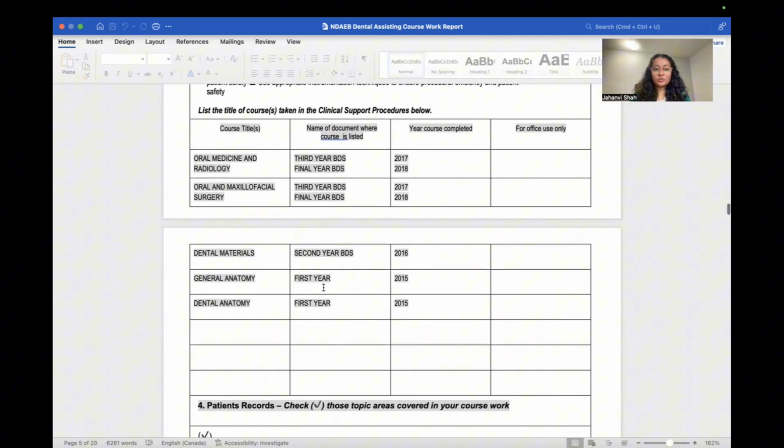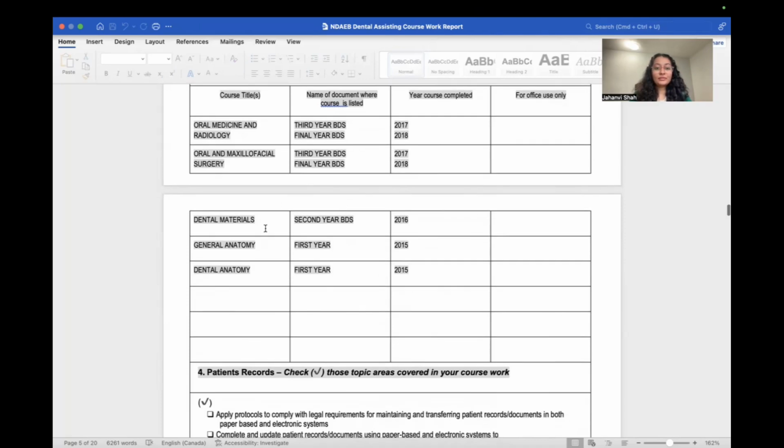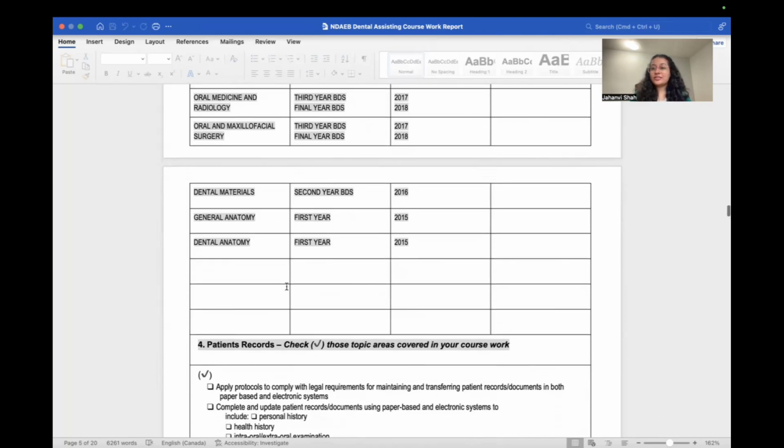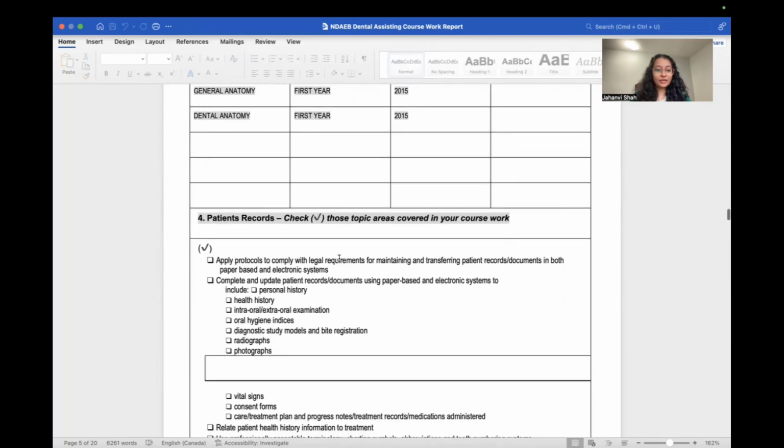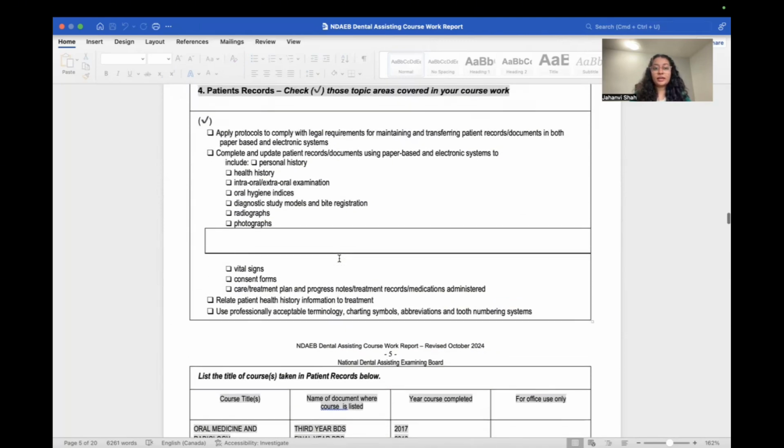The other things were taught to me in oral and maxillofacial surgery, of course, which was taught again in third year and final year. Dental materials, which was just taught to us in second year, and there were some points which I remembered that I was studying in general anatomy, and of course the dental anatomy itself, which I studied in first year. Now, patient records, which says applying protocols to comply with the legal requirements of maintaining and transferring patients to another clinic or on paper-based or electronic system.